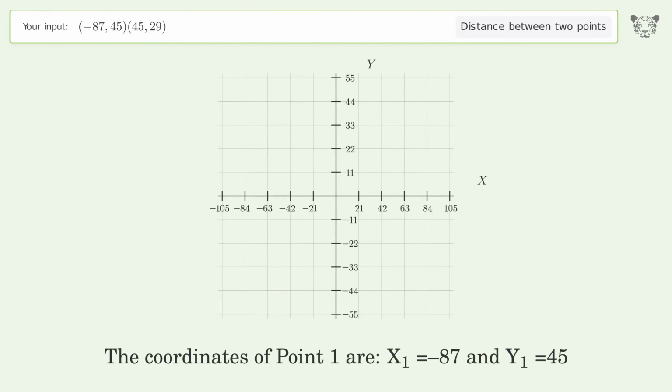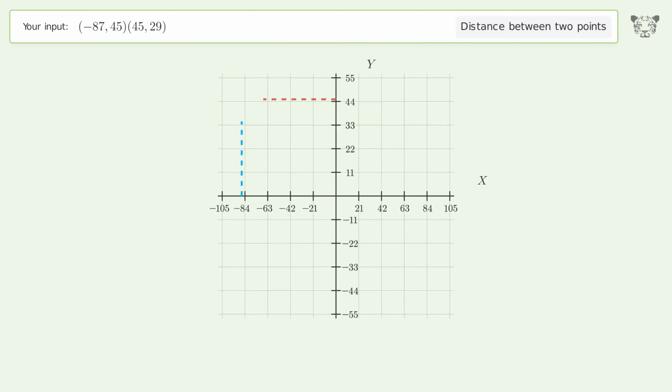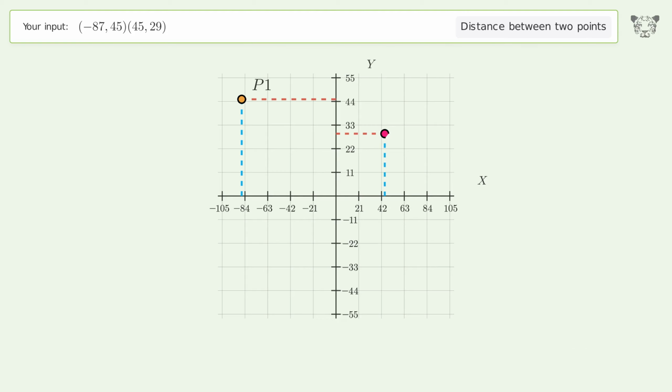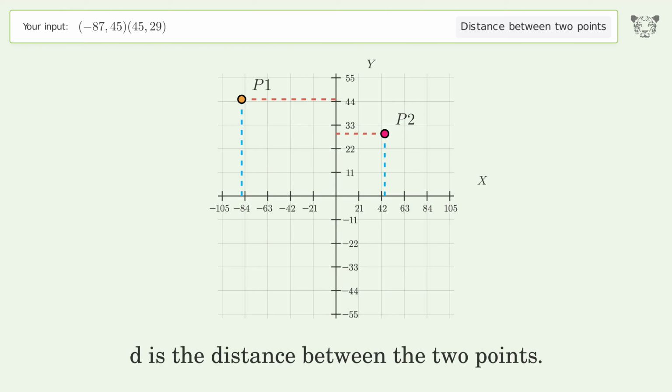The coordinates of point 1 are x1 equals negative 87 and y1 equals 45. The coordinates of point 2 are x2 equals 45 and y2 equals 29. D is the distance between the 2 points.